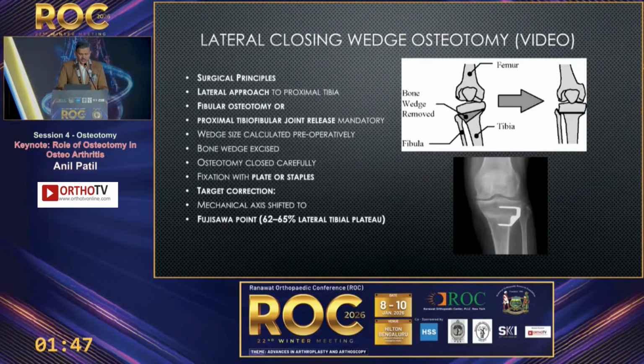And lateral closing wedge osteotomy was one of the classical procedures which was done earlier, where we used to remove a block of bone. The procedure is through a lateral approach. You have to do a fibular osteotomy, or you have to release the tibiofibular joint. This was mandatory. During this procedure, you had a very high chance of causing common peroneal nerve injury. And here the wedge of bone is removed. As a wedge of bone is removed, there is a chance of shortening of the limb.